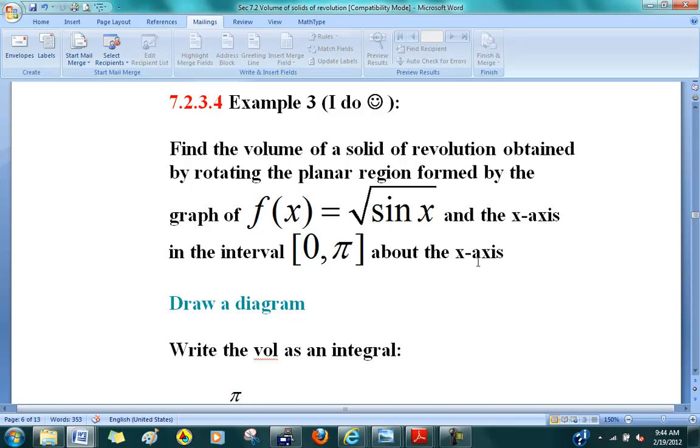Example 3, I do again. So find the volume of a solid of revolution obtained by rotating the planar region formed by the graph of the square root of sine x and the x-axis in the interval 0 to pi about the x-axis. Draw a diagram, write the volume as an integral, and just do it. Okay, so let's see what the diagram looks like.